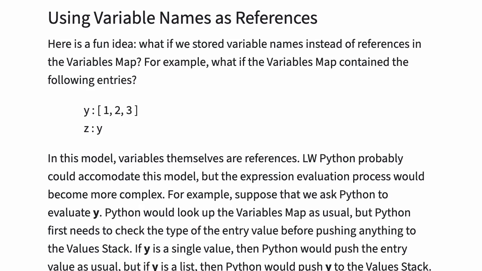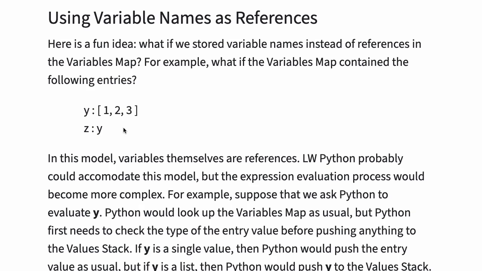Here's a fun idea. What if we stored variable names instead of references in the variables map? For example, what if the variables map contained the following entries: y with a list 123 and z with y? In this model, variables themselves are references. LWPython probably could accommodate this model, but the expression evaluation process would become more complex.